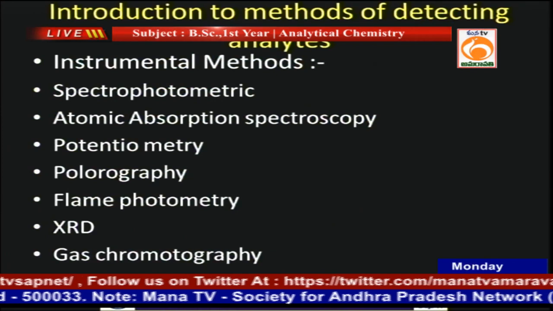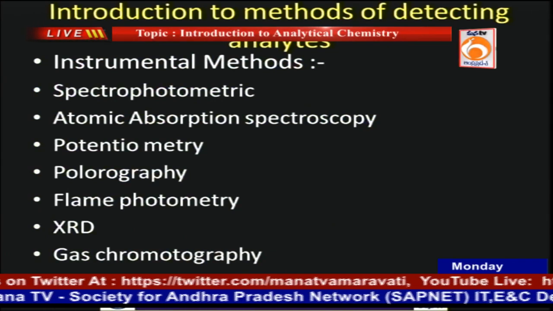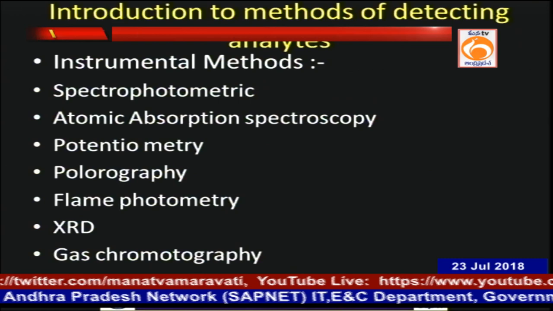Spectrophotometry to atomic absorption, then comes back to potentiometry. In every solution where TDS is present, metals are dissolved in it, and every metal will have a certain potential. At that particular potential, you can also do it with polarography techniques. Potentiometric titrations can be done. Sodium and potassium type of elements can be analyzed on flame photometry.